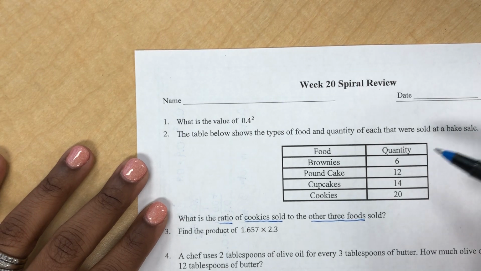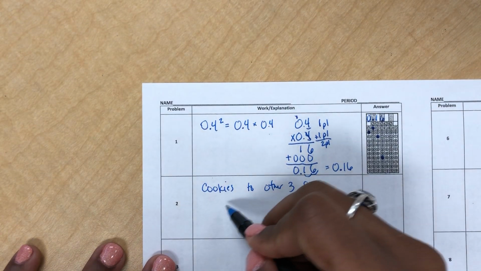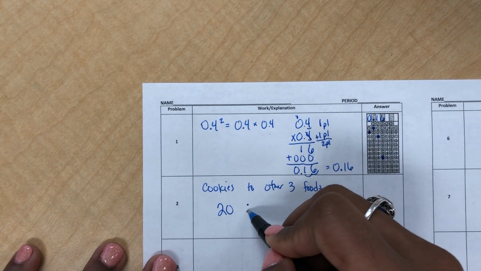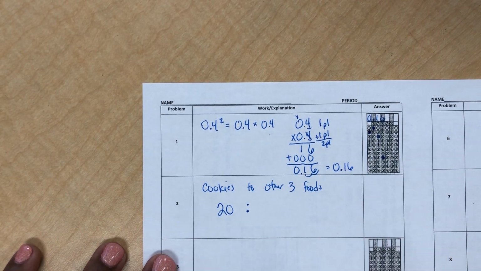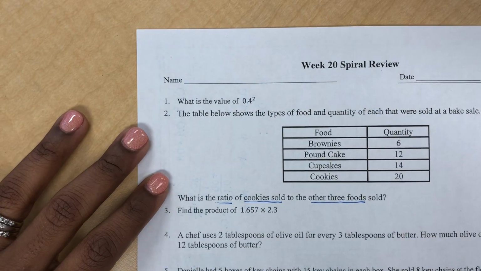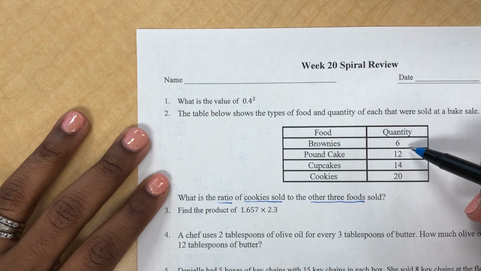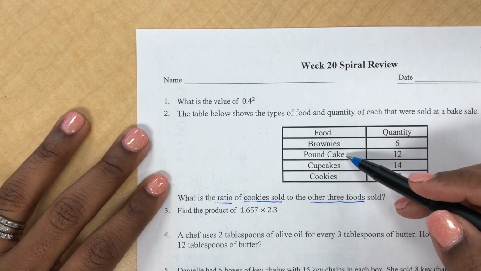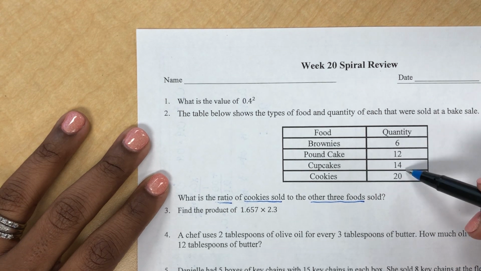So I need to look in my table and see how many cookies were sold. And there were 20 cookies sold. So that's going to be my first number. Then I'm comparing it to the other 3 foods. So I'm looking to see what the other 3 foods that were sold were. There were brownies, pound cake, and cupcakes. So I need to add these together.